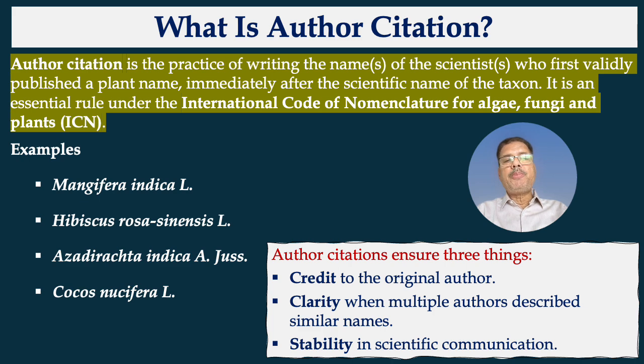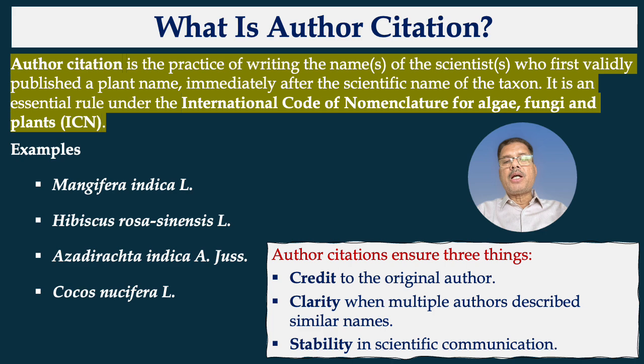Author citation refers to the practice of writing the name of the scientist who validly published a plant name immediately after the scientific name. It is a fundamental requirement under the International Code of Nomenclature for algae, fungi, and plants. For example, when we write Mangifera indica L. or Hibiscus rosa-sinensis L., here the L. represents Carl Linnaeus, the father of taxonomy who first described these species.